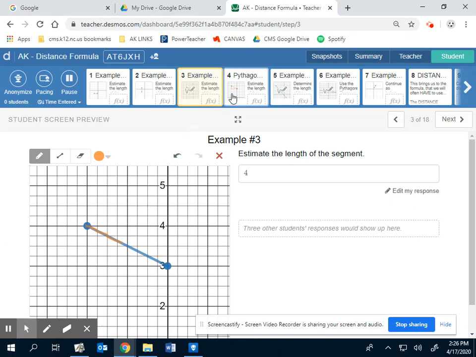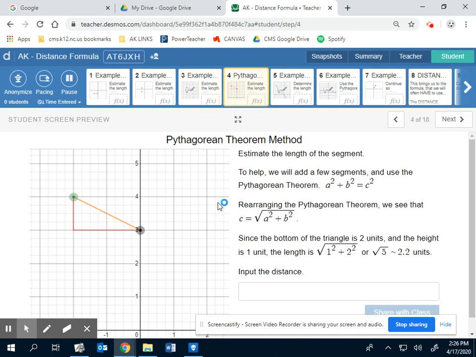So what I want to show you is what's called the Pythagorean theorem method for actually deriving the length of that particular line. You can see here that I've got a picture, and the two points of this orange line are at (-2, 4) and (0, 3).